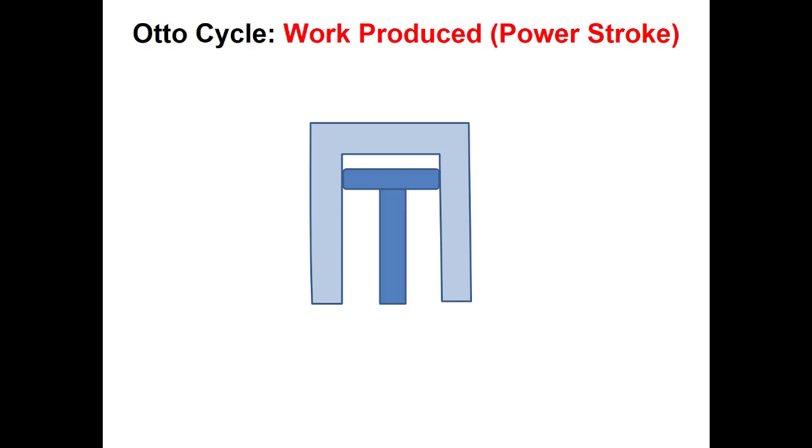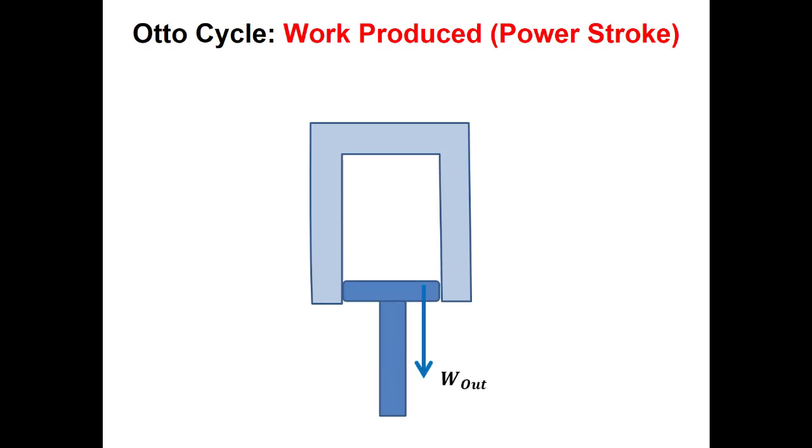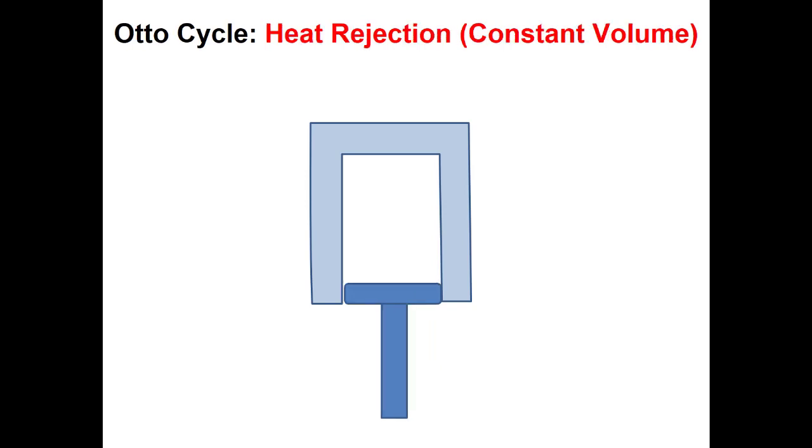Then we get this power stroke, or the expansion, and now our piston's moving down because that gas is expanding, and as it expands, it pushes the piston down, and we're getting work out. This is our third process, and now again, we have a constant volume heat transfer, but now heat is leaving the system. So here in our fourth process, we get heat rejection at constant volume.